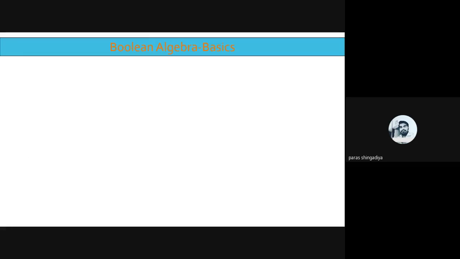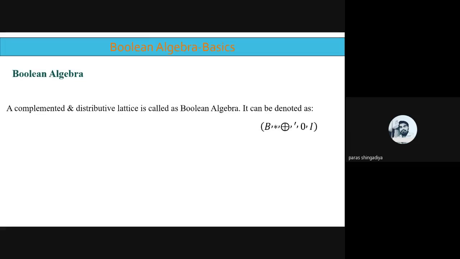So let's start with the definition of Boolean algebra. Okay, how we can define it? Which form is called the Boolean algebra? A complemented and distributive lattice is called the Boolean algebra. So there are 3 points here. One is the lattice. First, you have to prove the lattice. Clear? And how we can prove it is a lattice or not.